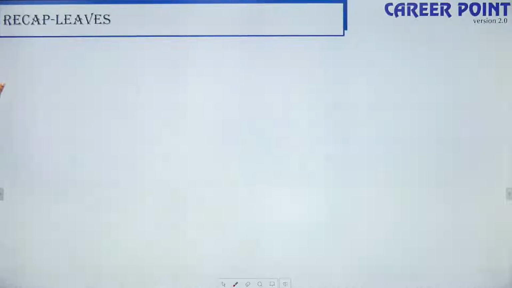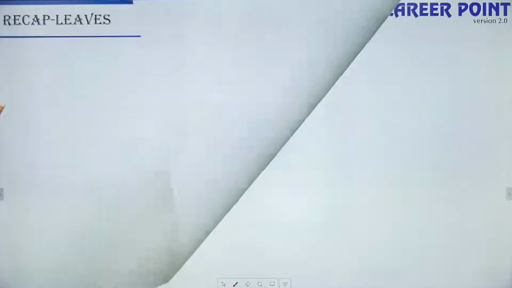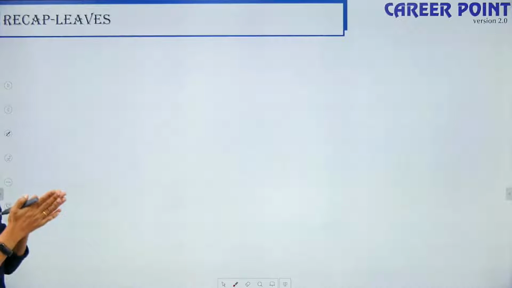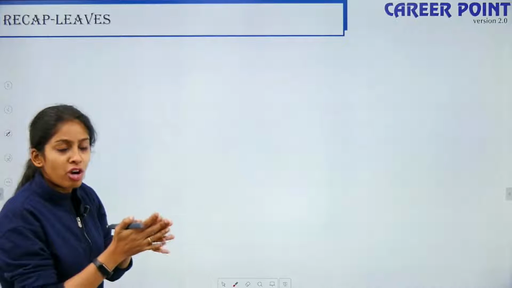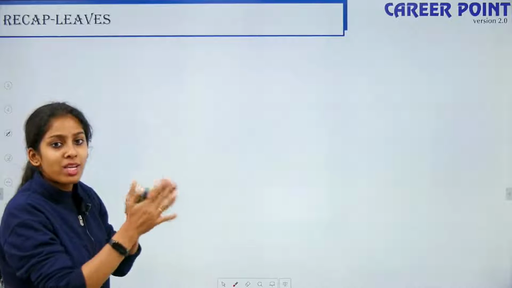So quickly going on to today's lecture. I am not going into detail for revision. I hope the previous lecture is clear. Now let's talk about the different types of inflorescence. In the last class, I spoke only about 2 types of inflorescence. For all those who are listening to my lecture for the first time, inflorescence is the arrangement of flowers on a floral axis. How is it being arranged?